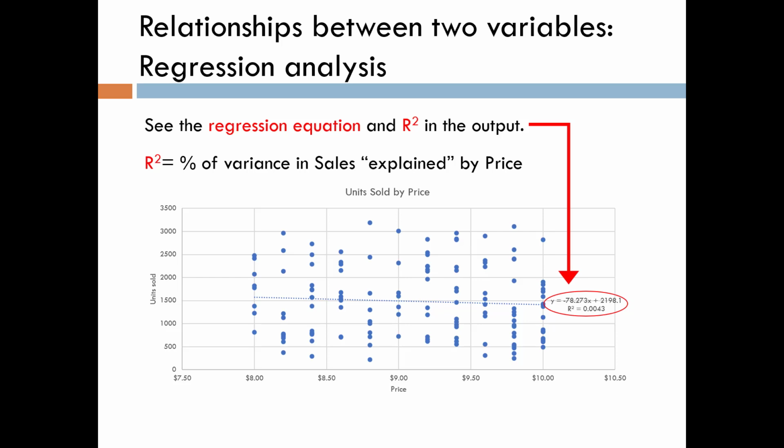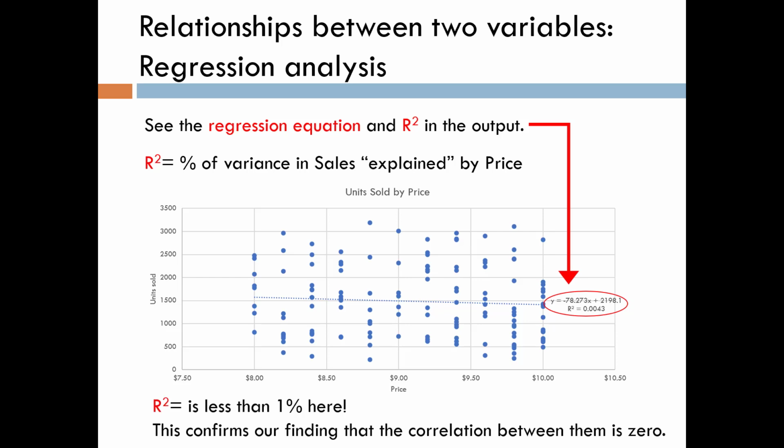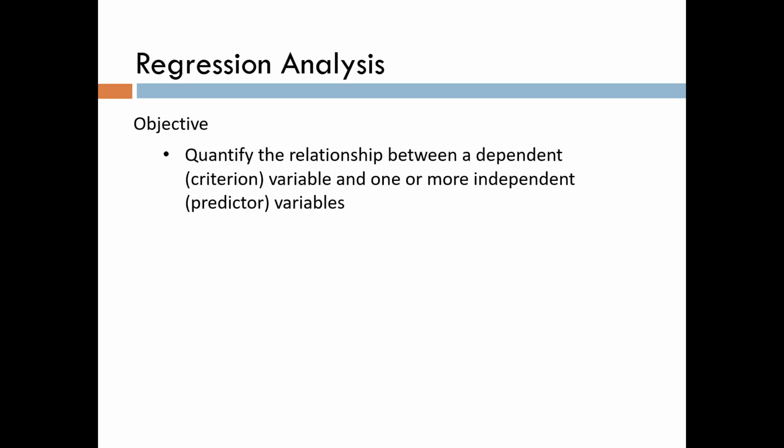Look at the regression equation, but more importantly, look at the R-square. As we will see, R-square is a number from 0 to 1 representing the percent of variance in the dependent variable, sales, that is explained by the independent variable, price. For this regression, the R-square is 0.004 or less than 1%. So this confirms our earlier finding that the variables are not correlated.